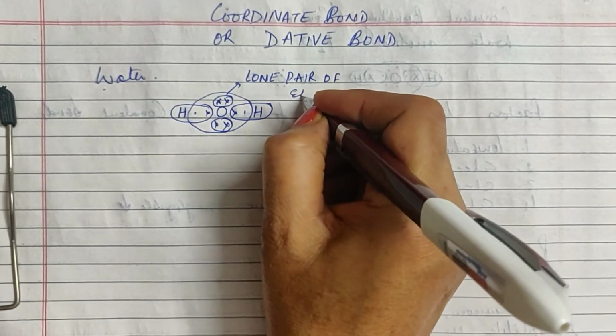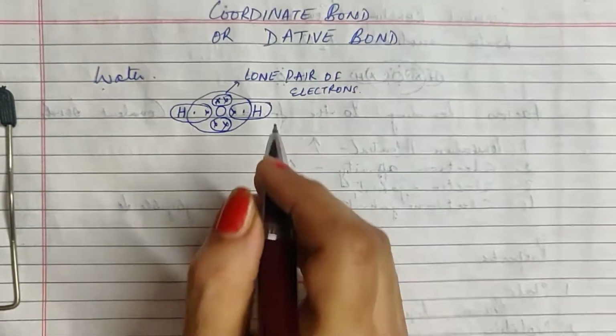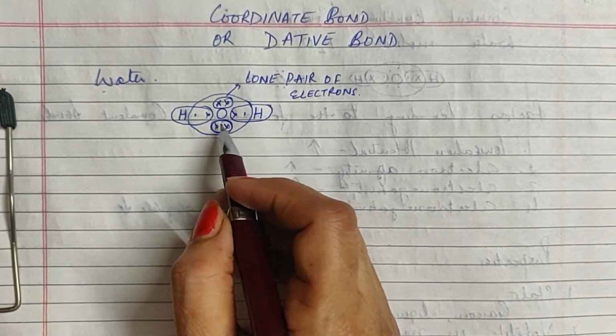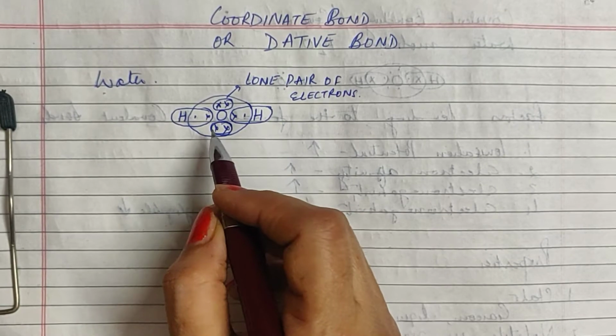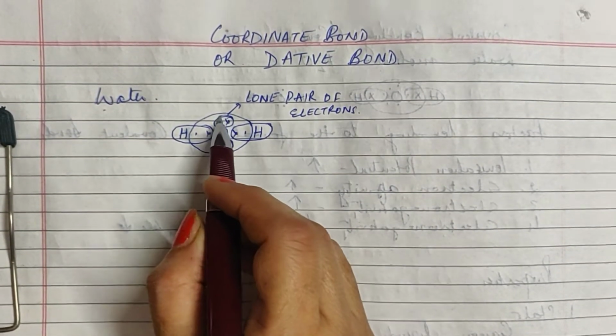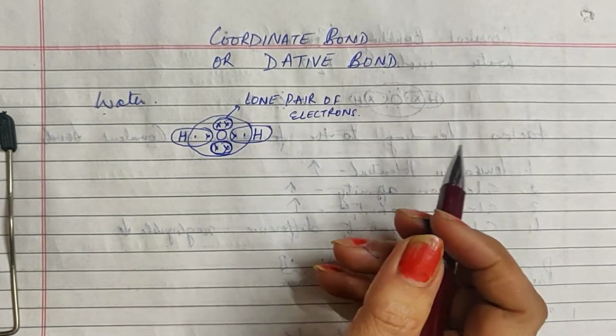These are known as lone pair of electrons. So in a water molecule, there are two lone pair of electrons. It is very important, children. Board people can ask you to draw the structure of water molecule and label the lone pair of electrons. So you are going to encircle it like this and then label it as lone pair of electrons.